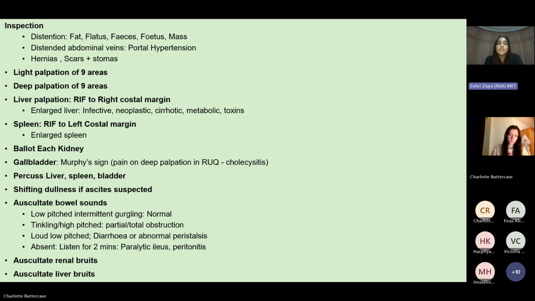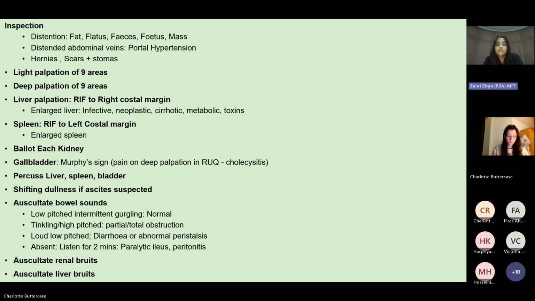Palpating for the liver, go from right iliac fossa to your right costal margin. Then you always palpate the spleen. Make sure you don't forget the kidneys. I used to always forget kidneys. Go for gallbladder. We've got Murphy's sign. After palpation, we always move on to percussion.